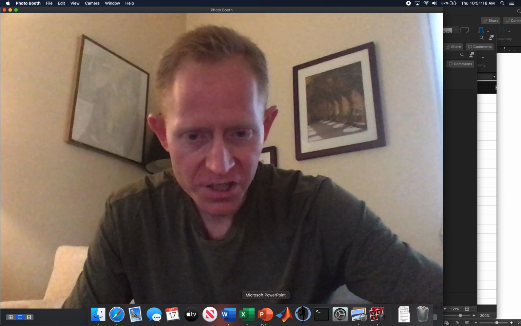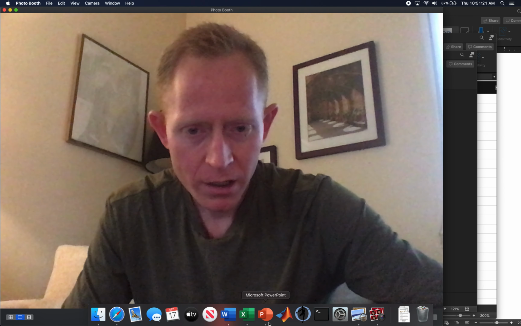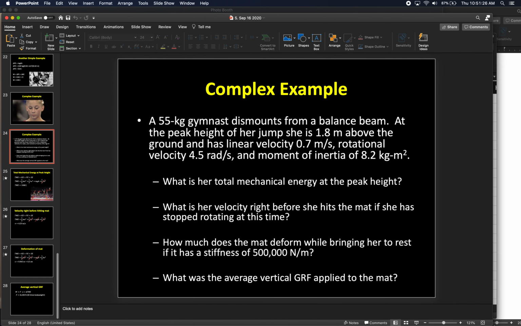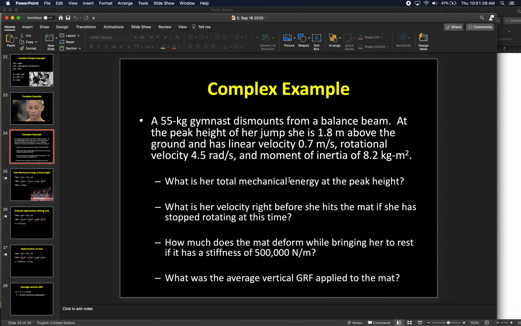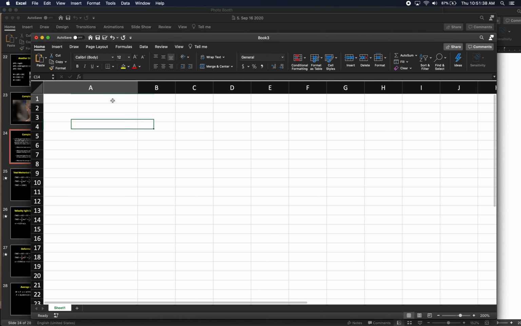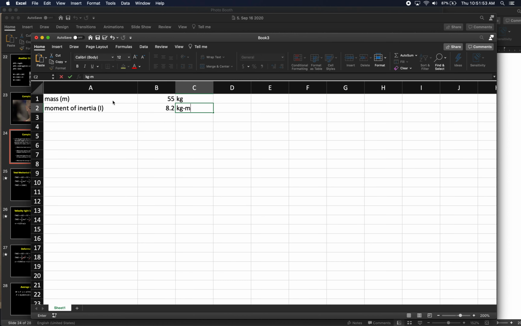Okay, so the first part of the problem asks us to calculate what is her total mechanical energy at the peak height. And we're given here all of the information that we need to calculate her mechanical energy at the peak height. So let's go to Excel here, and let's write all this down. We have the mass M of the gymnast, and that's 55 kilos. We have their moment of inertia, which is their angular mass, and that was, I believe, 8.2 kilogram meters squared.